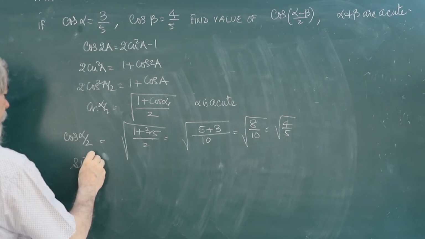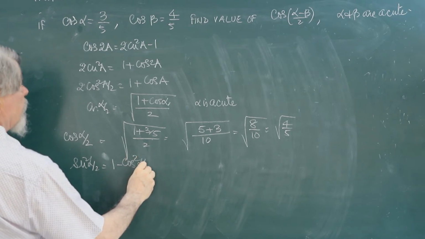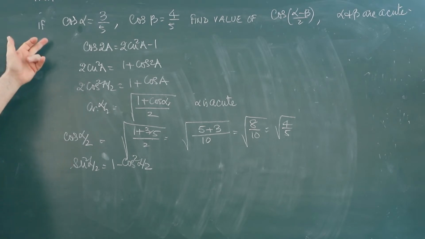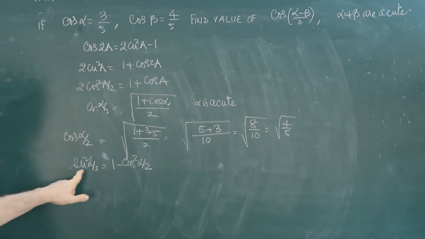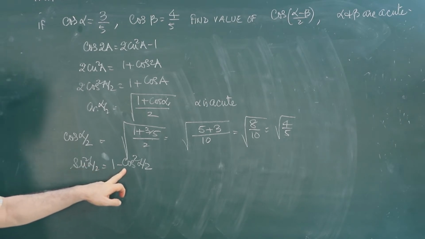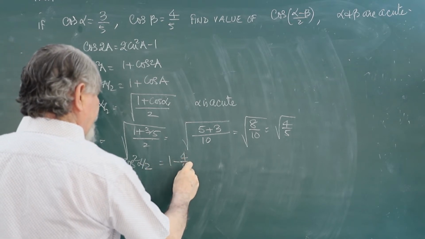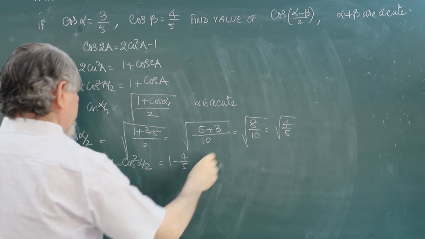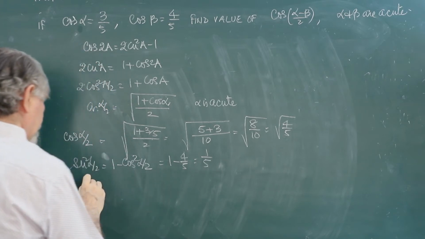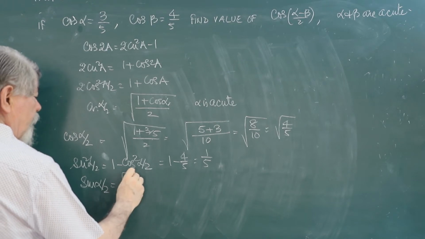Sin square alpha by 2 will be 1 minus cos square alpha by 2. I have calculated cos alpha by 2, and now I need to calculate sin square alpha by 2. So sin square alpha by 2 will be 1 minus 4 upon 5, which will be 5 minus 4, 1 upon 5. So sin alpha by 2 will be under root 1 upon 5.